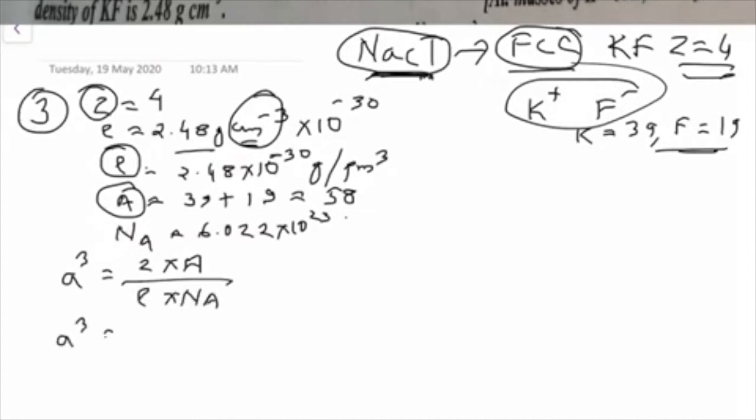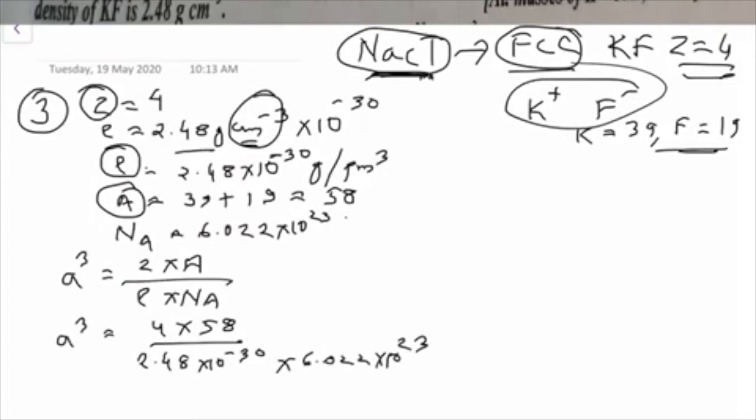If I write down here, then A cube value will be equal to 4 into 58 divided by your density, which was 2.48 into 10 to the power minus 30 gram per picometer cube, and Avogadro's number is 6.022 into 10 to the power 23. Then after calculation of A cube, I need A. A means I need to find the cube root of this, and if you find the cube root of this, I think it will come 538.